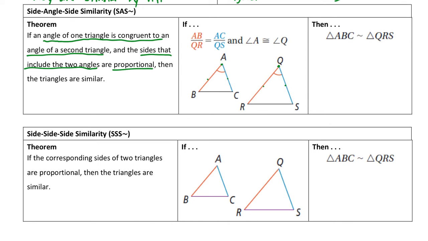For side, side, side, it's kind of similar to angle, angle, but it's saying that if the corresponding sides are proportional, just the sides, no angles given, just the sides are proportional, then the triangles are similar. So either one angle is congruent and the included sides are proportional, or all three sides are proportional to all three sides of another triangle. So that proves SAS, SSS.